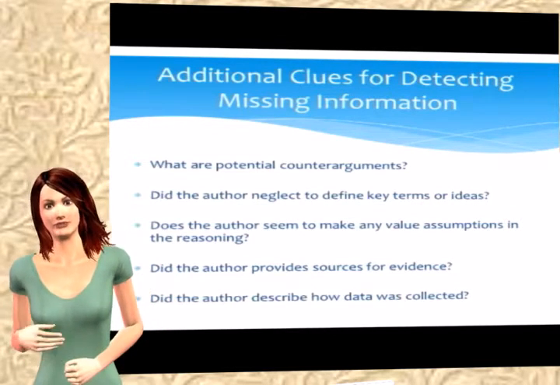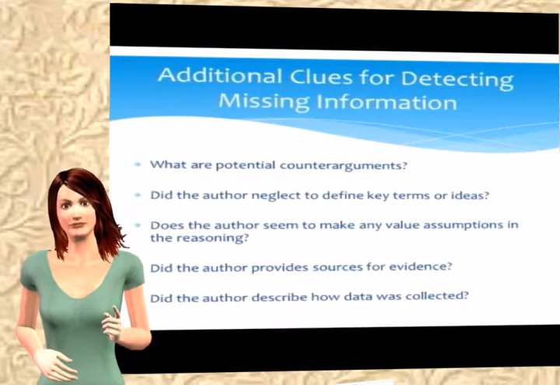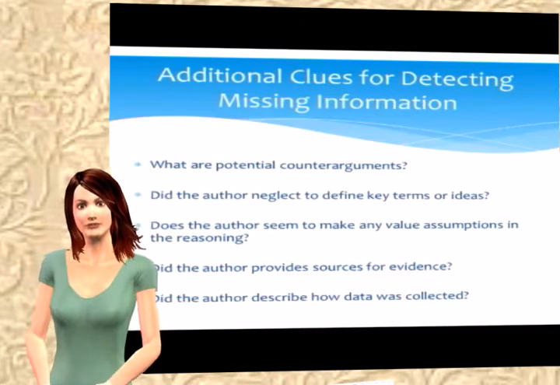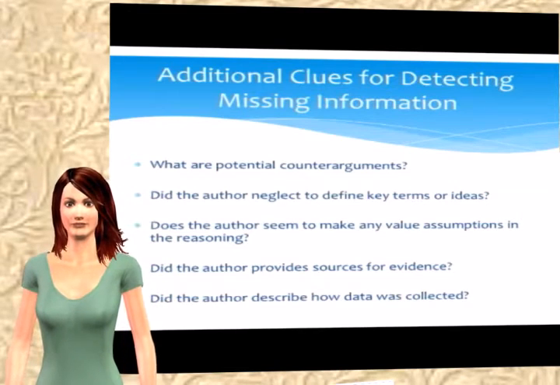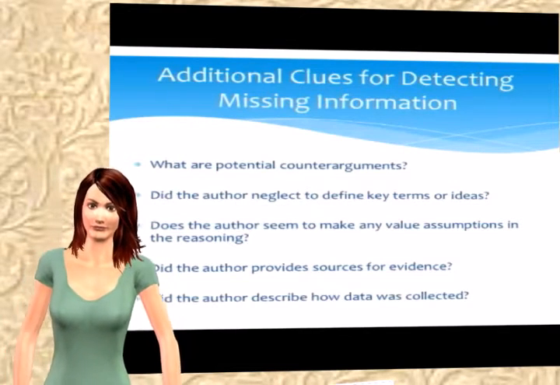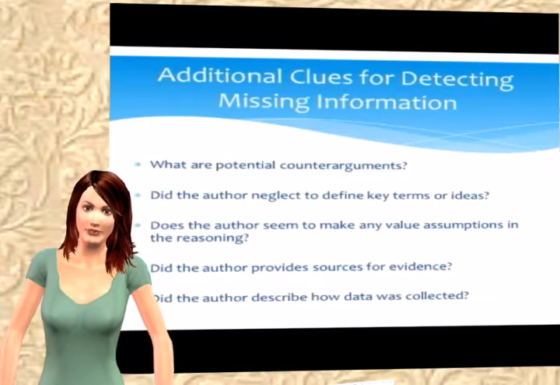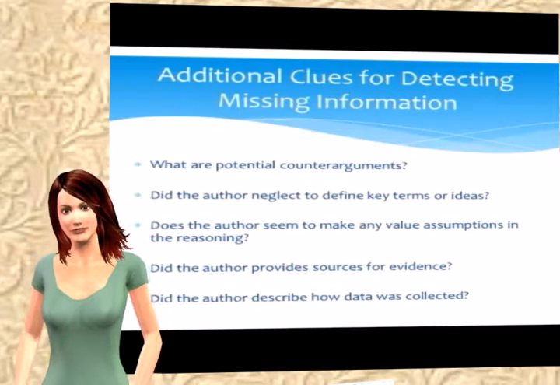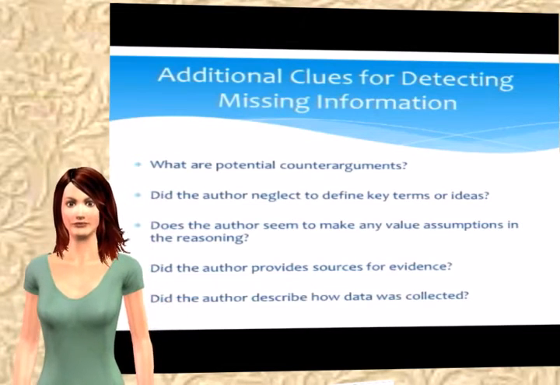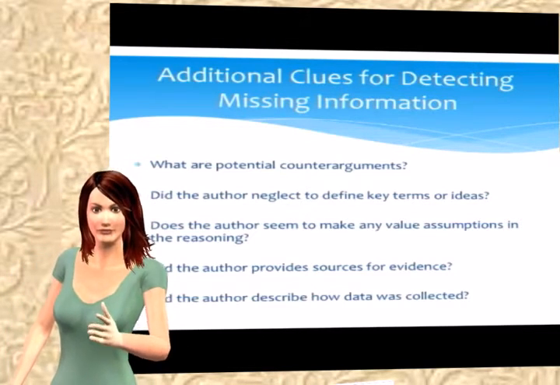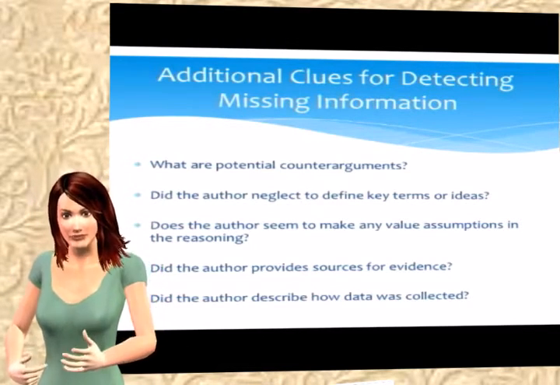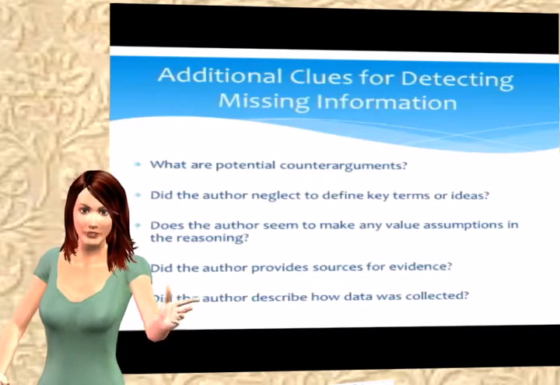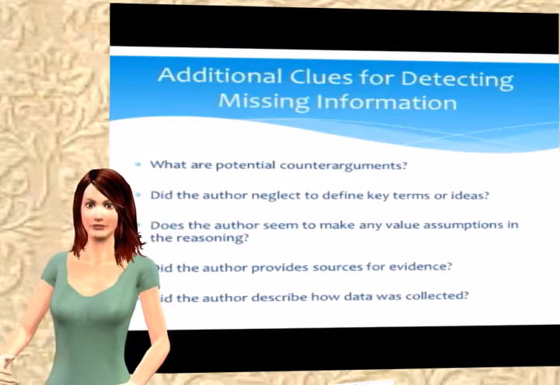Does the author neglect to define key terms or ideas? Are they being vague about their major concepts? Does the author seem to make any value assumptions in the reasoning? We've talked about this in previous modules. We all come at every issue, every conclusion that we make, with particular value and descriptive assumptions. But is the author making those explicit, or is he or she keeping them hidden, and why might they be keeping them hidden?